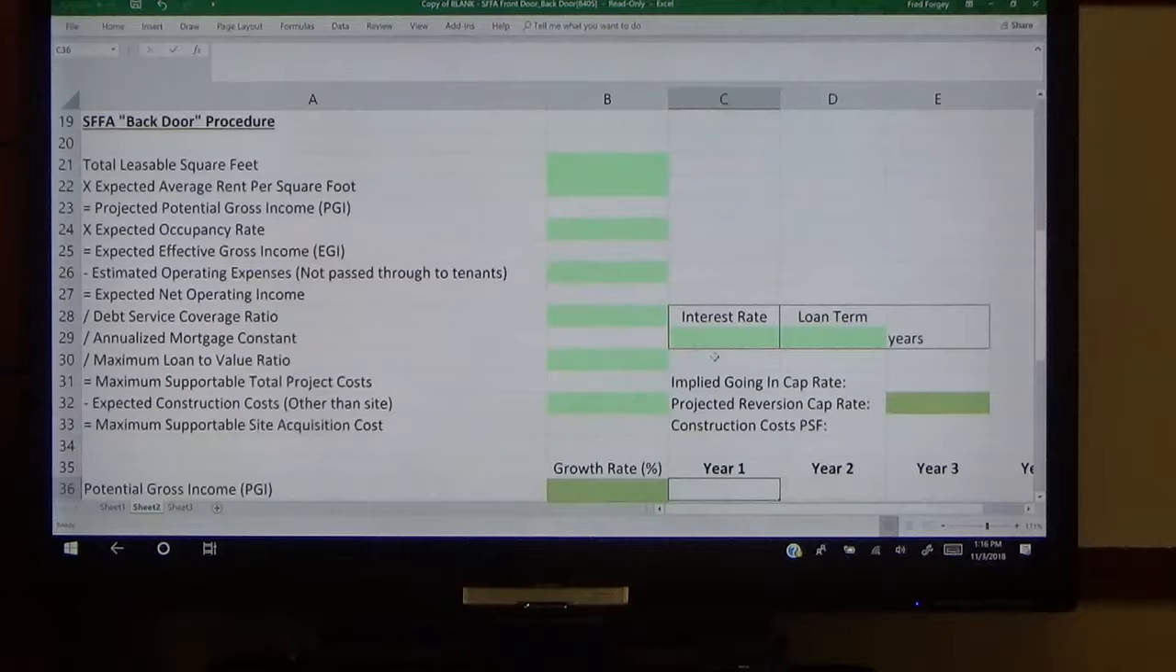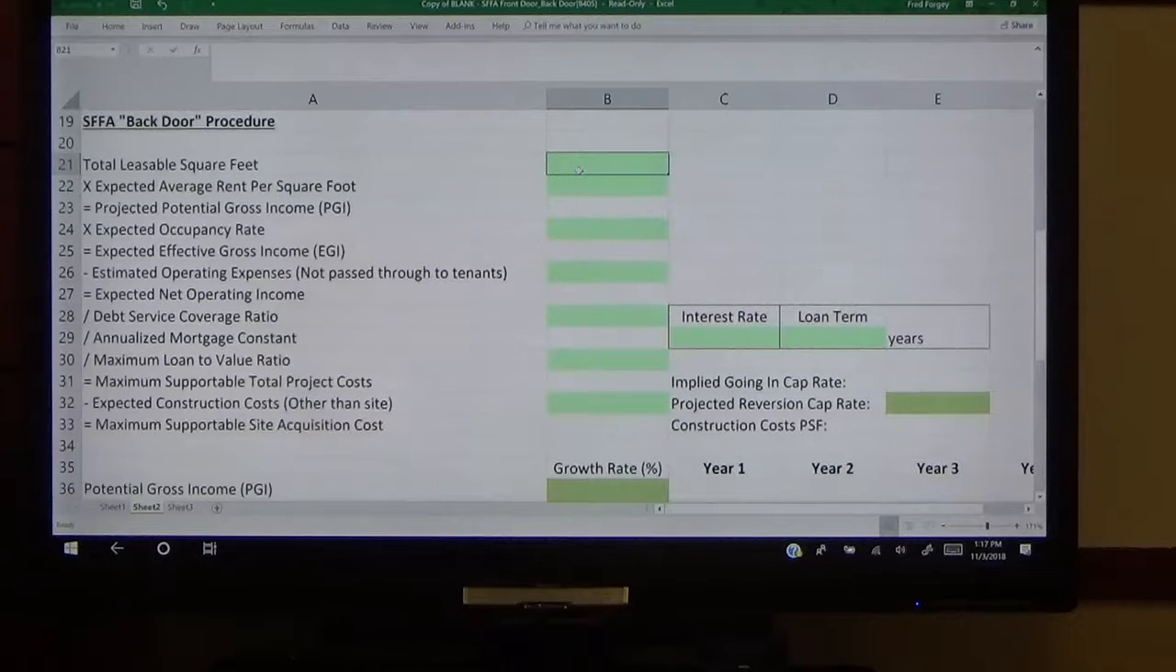Okay, let's go down to the bottom of the spreadsheet for the backdoor approach. This one is probably going to make a little more sense because it follows the direction of the pro forma, in terms of income down to expenses and so forth. We're basically doing the same project, just going at it from the opposite direction.